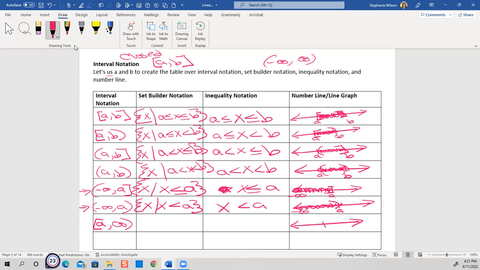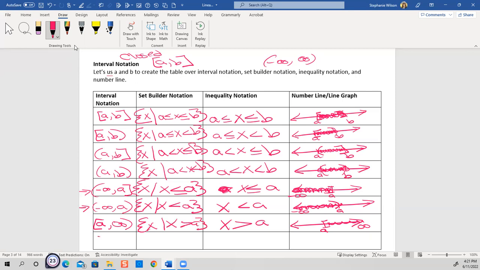So when I draw A here, I know it's a bracket. It's going all the way to the right. We're including all positive values. Then that means my inequality notation is X is greater than or equal to A, right? And it's a set builder that builds on where X is greater than or equal to A.